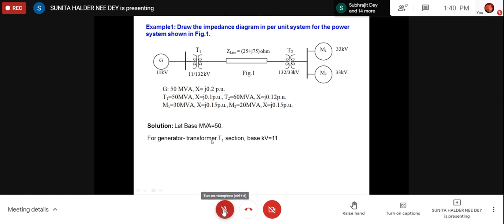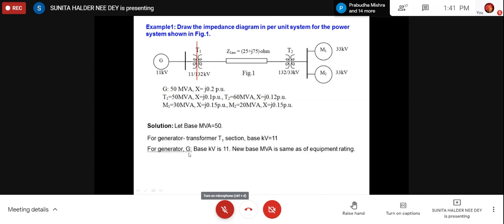Then the generator and transformer T1 together form a section. Obviously, the voltage level here is 11 kV. So base kV is 11. Then two components are there, generator and transformer. Now I am showing you a very simple system, so we are going one by one. For a very complex system also, you should go one by one. Don't do it in a hurry, as there may be mistakes.